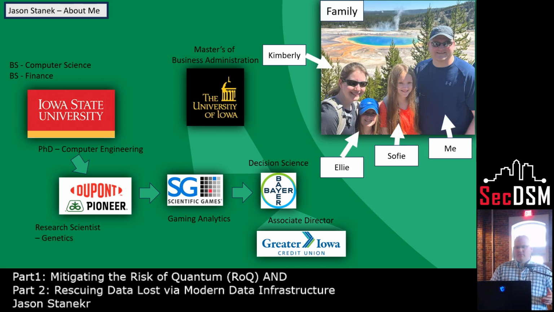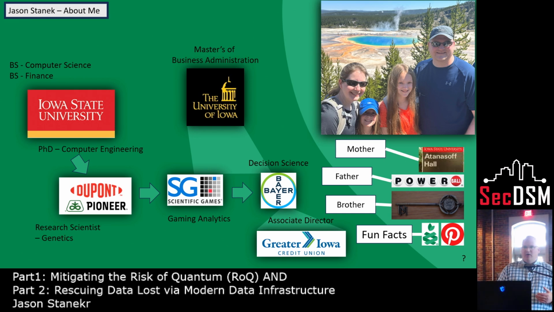Now, a little bit about my family. So I'm married, have 2 daughters. My wife, Kimberly, is on the left. Here's a picture of us at the Grand Prismatic Spring in Yellowstone National Park. Great place. We love to travel. My 2 daughters, Sophie and Ellie, they are incredibly intelligent. They have great character, and I'm very proud of them.